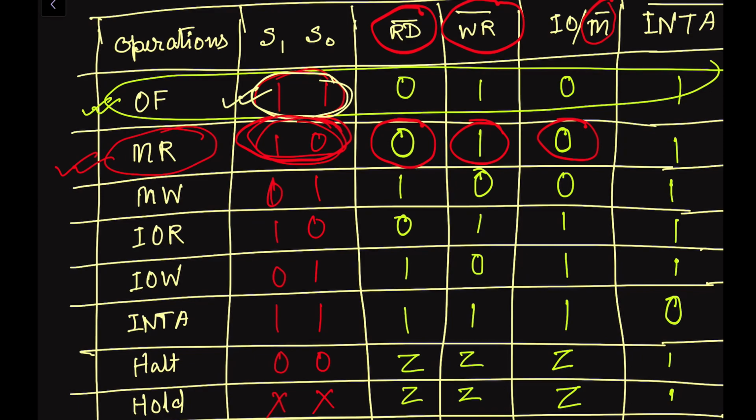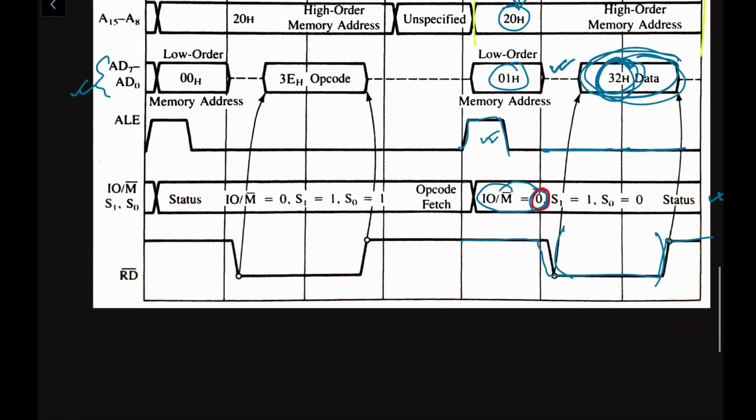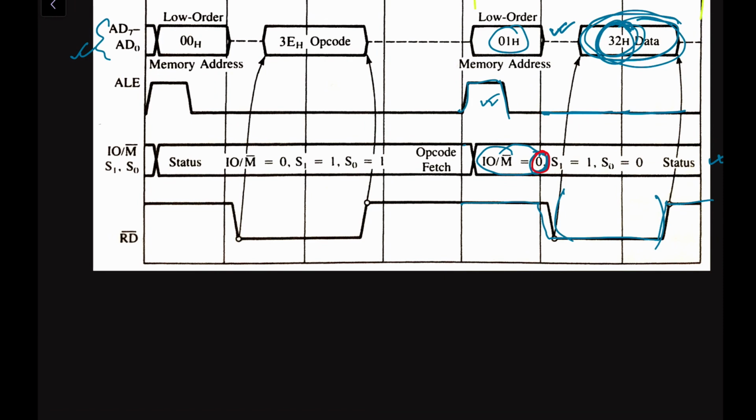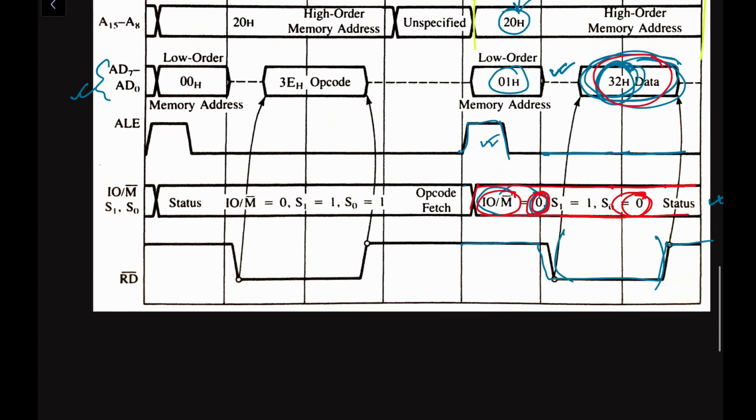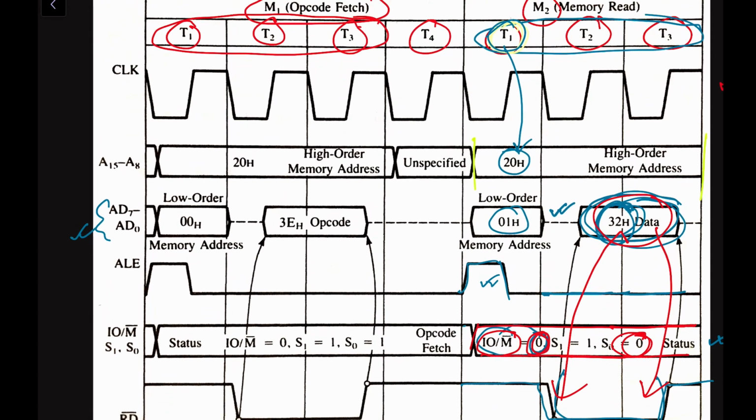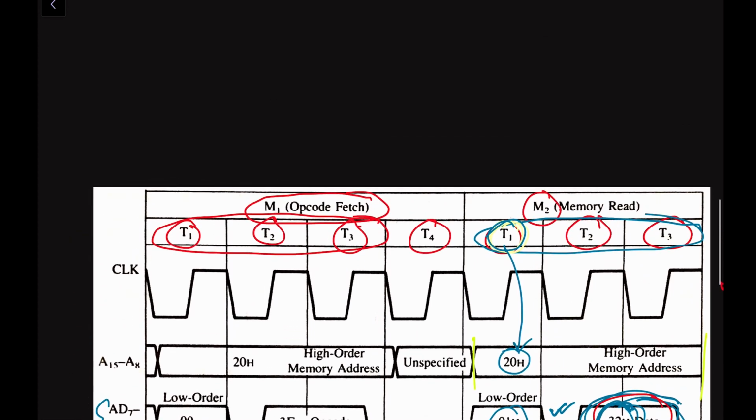Now we have S1 and S0 values. These are 1 and 0. So we have to show both S1 and S0 because it is having both the signals. Suppose S1 is 1, it will be represented by the upper line or the high line, and S0 equal to 0 will be represented by the lower line. So this lower line will represent the input output / M bar signal 0 as well as the S0 signal equal to 0. These are the status signals. And during this read period of this data, this read bar signal will be low because this is the active low signal. So in this way we can understand the memory read cycle in the case of the 8085 microprocessor.